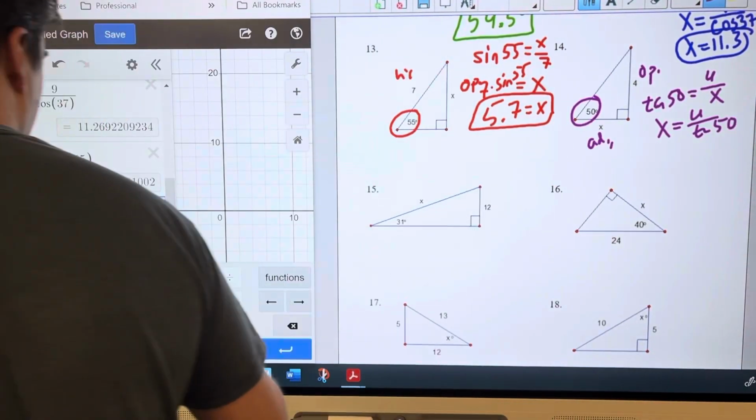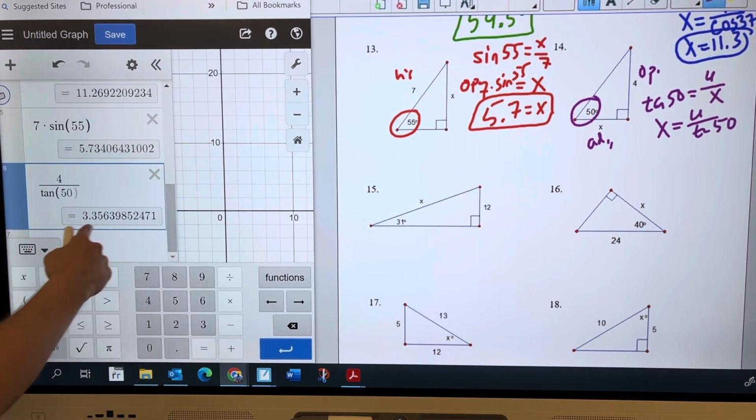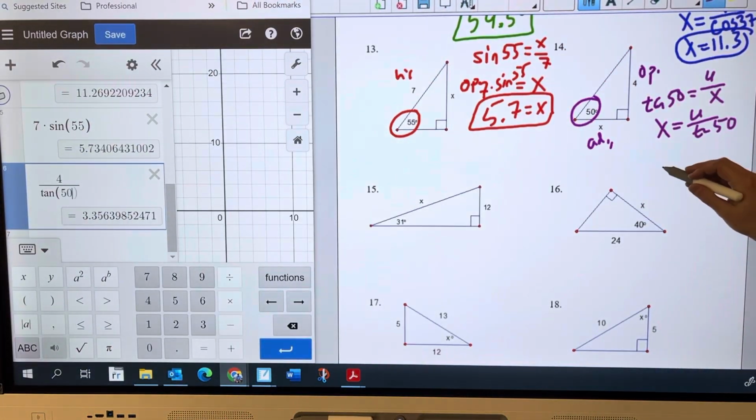Go over here, 4 divided by tan 50. 3.35, rounded to the nearest tenth. x equals 3.4.